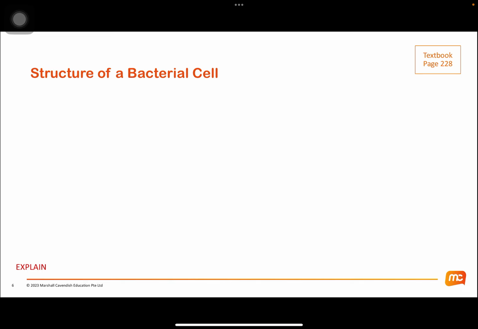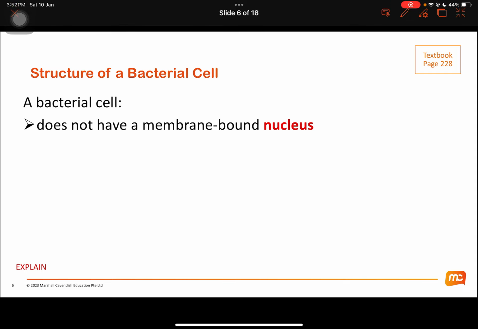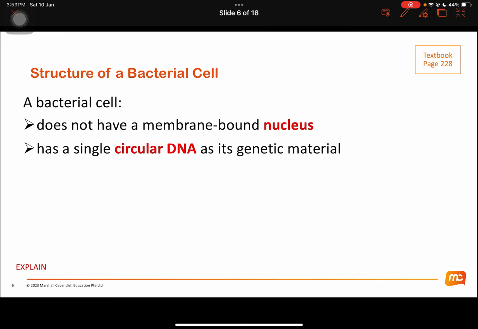In the video, there are a few main points that were highlighted regarding the structure of a bacterial cell, so let's go through them. Firstly, a bacterial cell does not have a membrane-bound organelle. Being a single-cell organism, it does not need much compartmentalization as compared to multicellular organisms like plants and animals. Despite not having a nucleus, it still has its own DNA. Each bacterial cell has a single circular DNA as its genetic material.